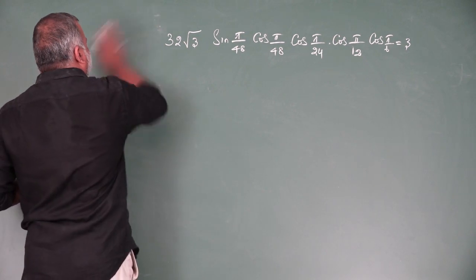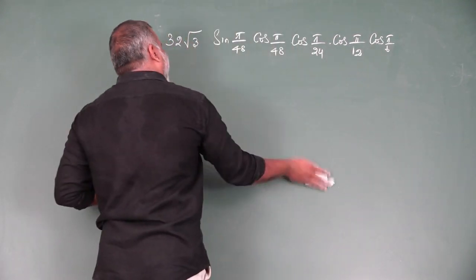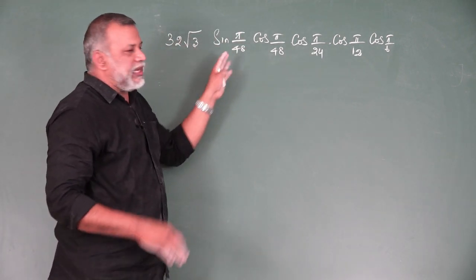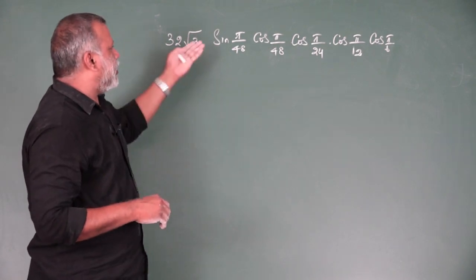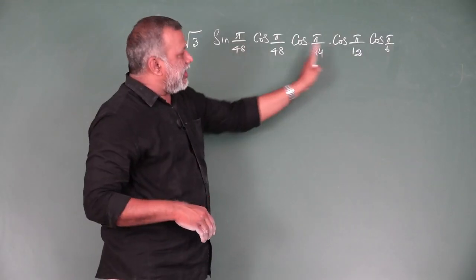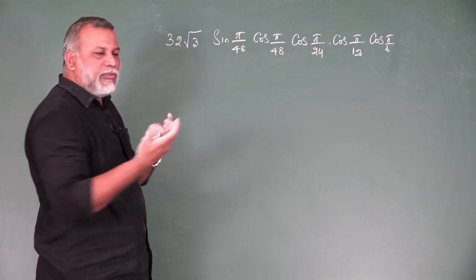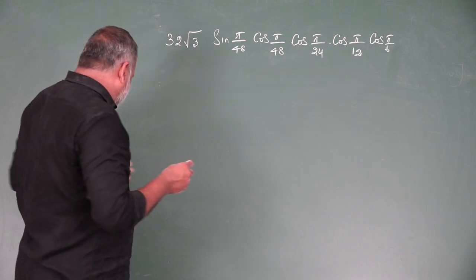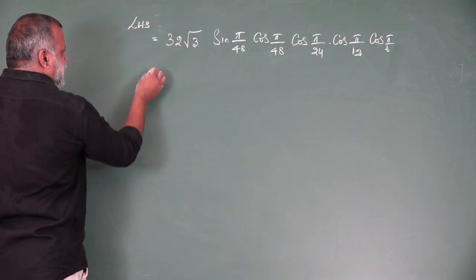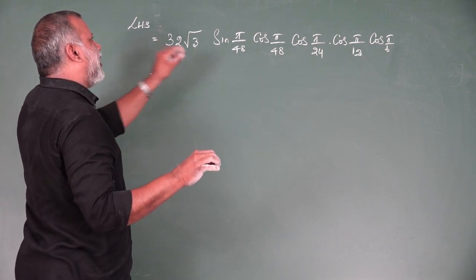Listen carefully. We have derived so many identities and formulas, but we cannot directly get a formula like this. Here one term is sin pi by 48, and the remaining are all the cos family. So directly we are not able to get a formula like this. So I am taking this LHS, and in this LHS I am going to give one idea. You have to apply it like this.